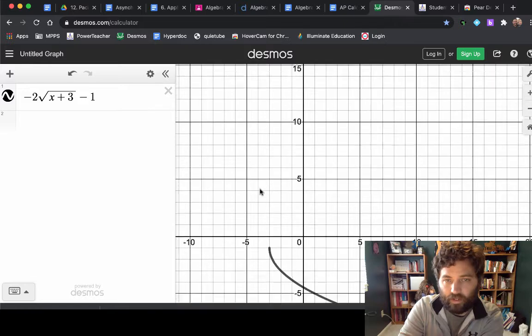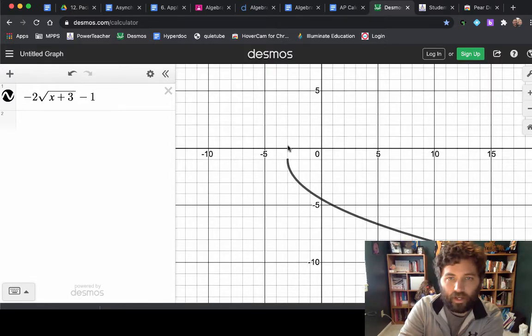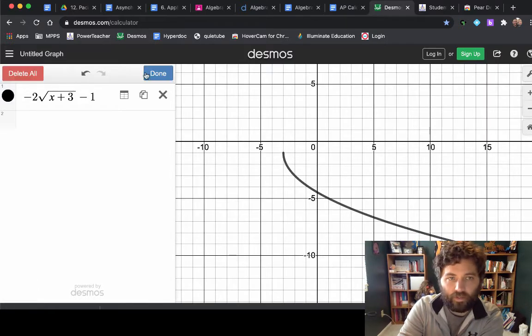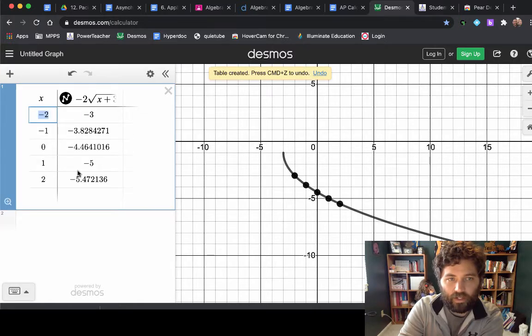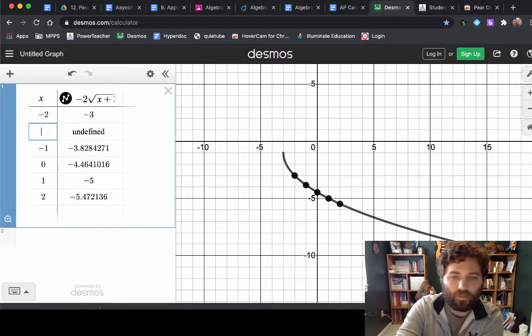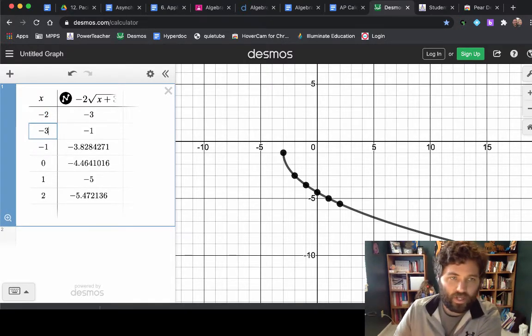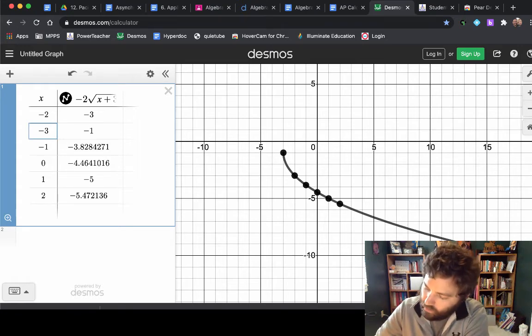Okay, so here's the graph. You can see it's lower here on the y-axis. I'm going to turn this into a table again just so I can get some points. It starts at -3 actually, so we want to put in -3 here. So I got (-3, -1). So (-1, 2), (3, -1).